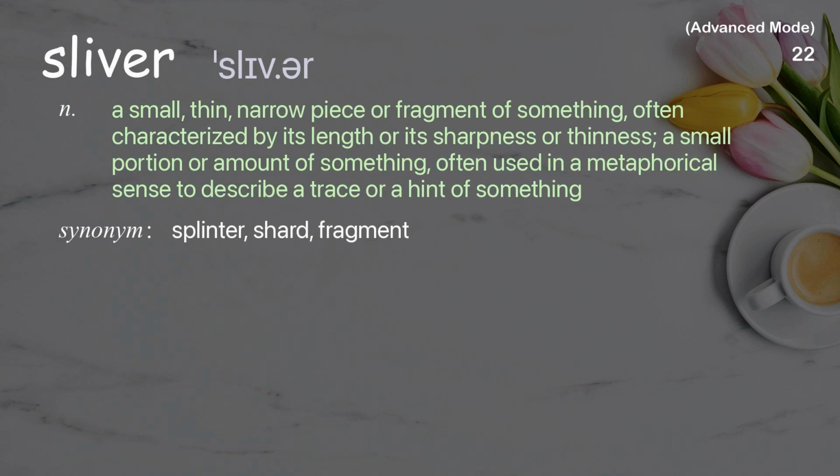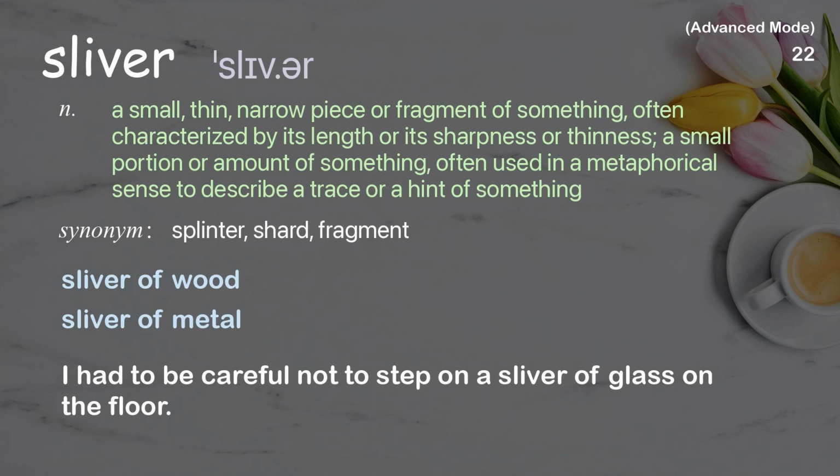Sliver. A small, thin, narrow piece or fragment of something, often characterized by its length or its sharpness or thinness; a small portion or amount of something, often used in a metaphorical sense to describe a trace or a hint of something. Examples: Sliver of wood. Sliver of metal. I had to be careful not to step on a sliver of glass on the floor.